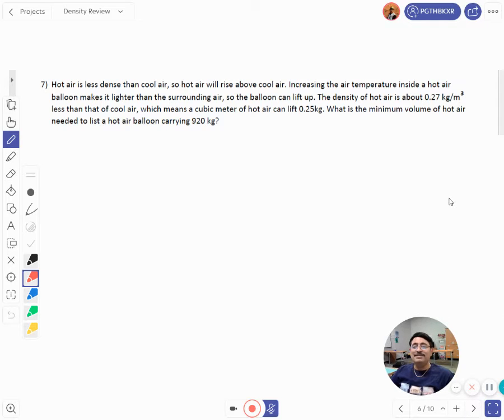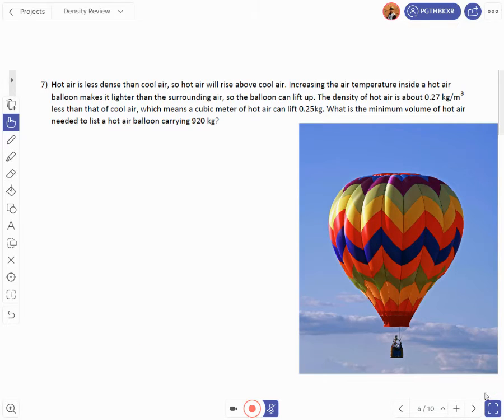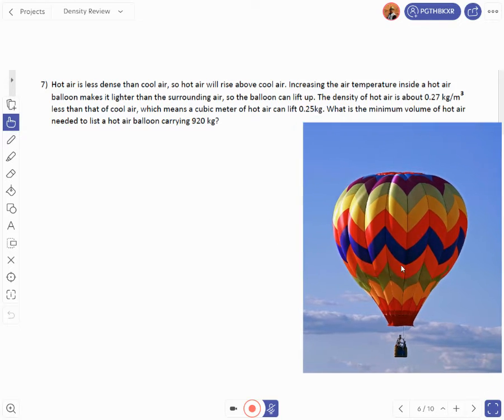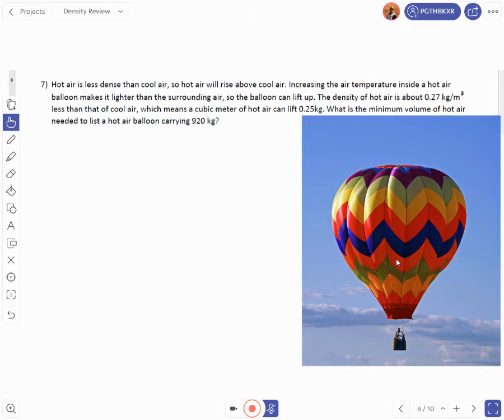Hot air is less dense than cool air. So hot air will rise above the cool air, increasing the air temperature. I think you might have seen hot air balloons. Let me copy one from Google. So you know about these hot air balloons.